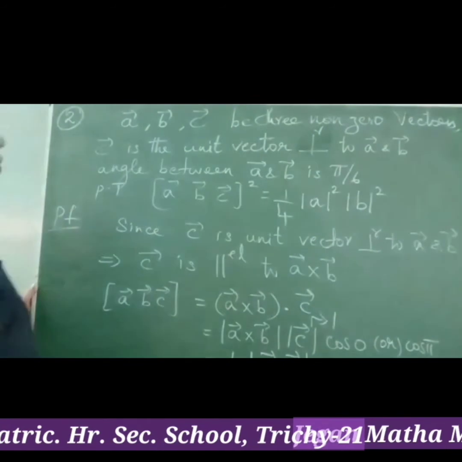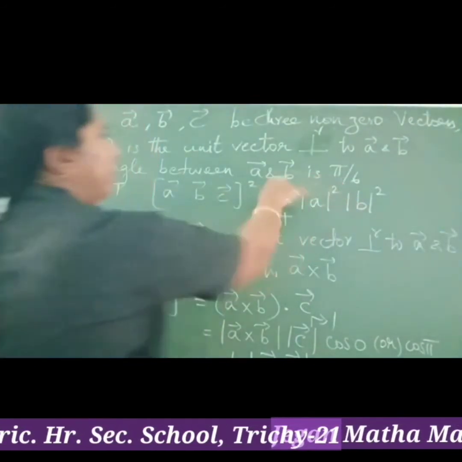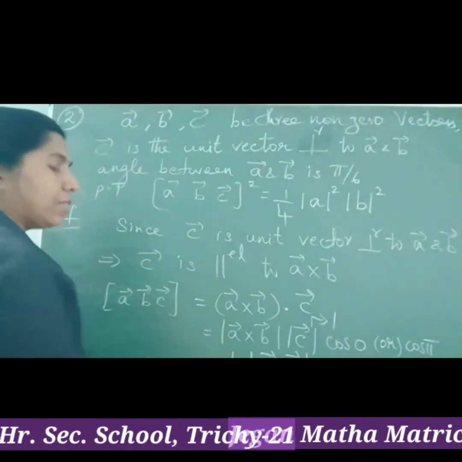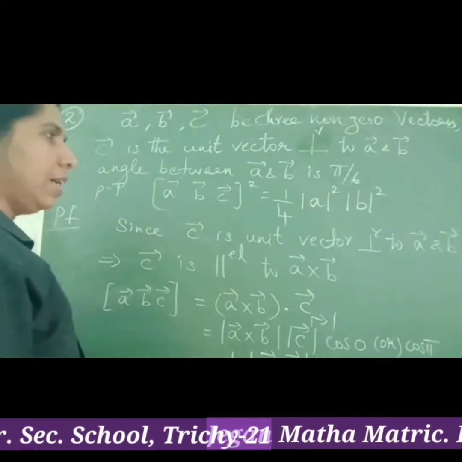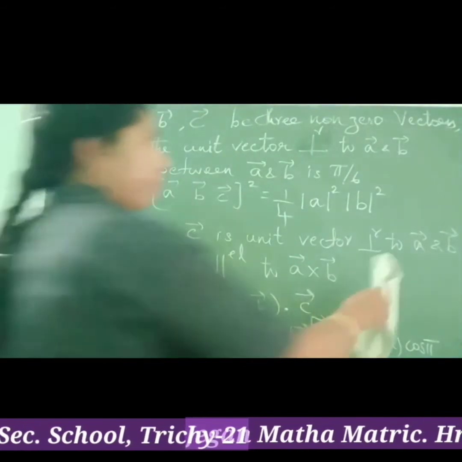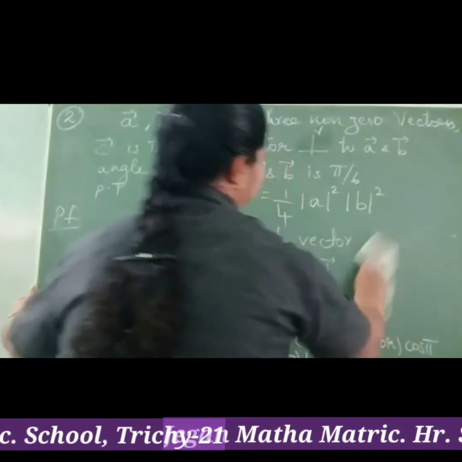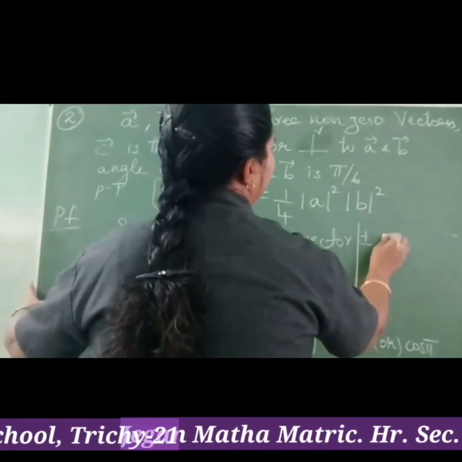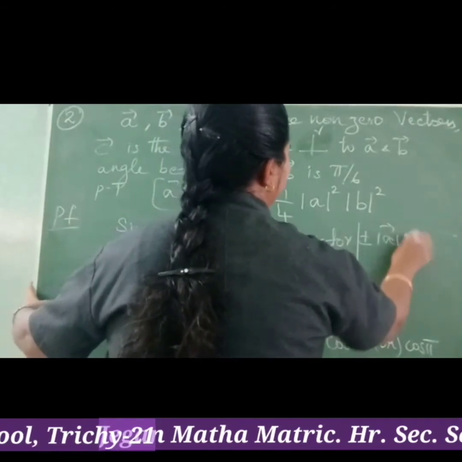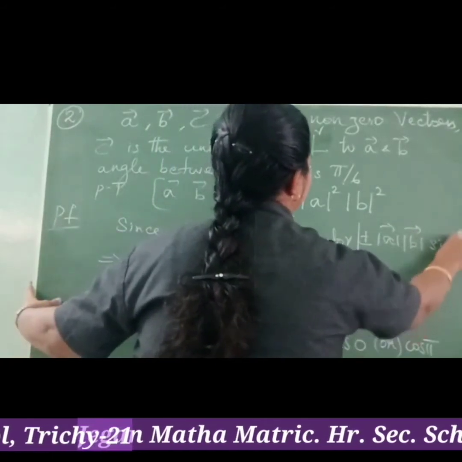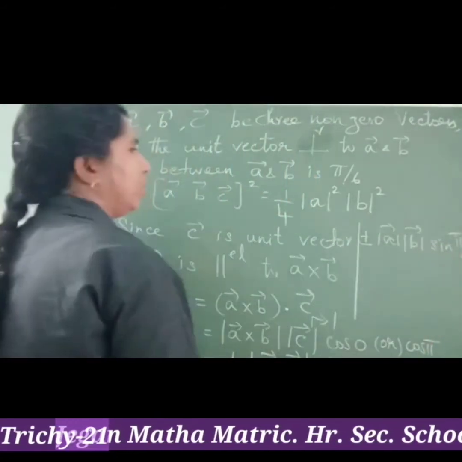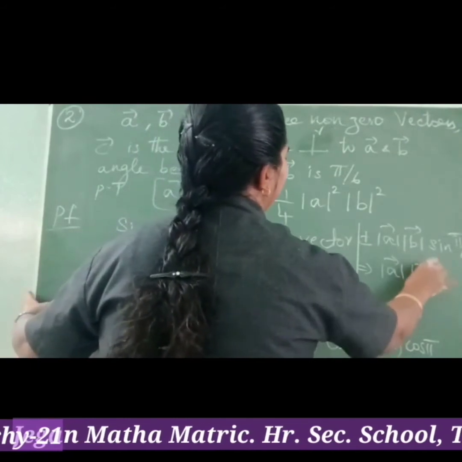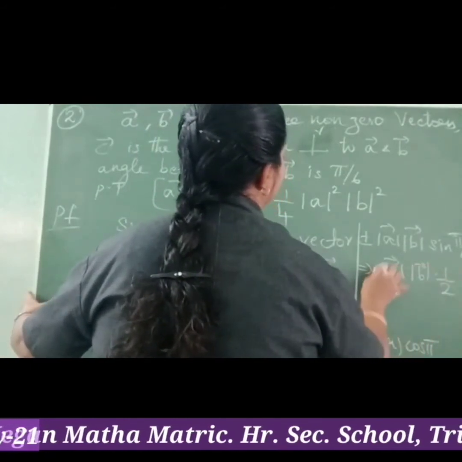Then one more value is given. Pi/6 is the angle between A and B. So when you expand this cross product, we will get A cross B is equal to AB sin theta. So this can be written as plus or minus modulus of A modulus of B sin pi/6. Sin pi/6 equal to 1/2. So modulus of A vector modulus of B vector into 1/2. Plus or minus is there.